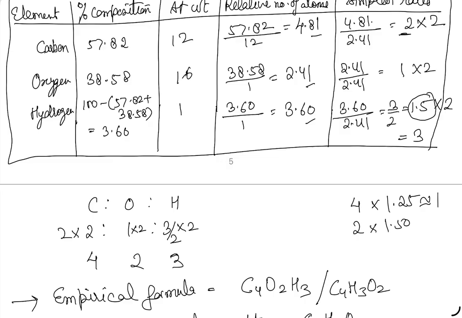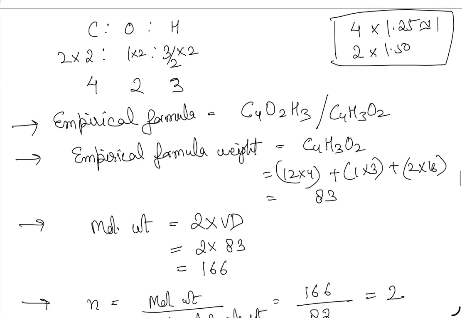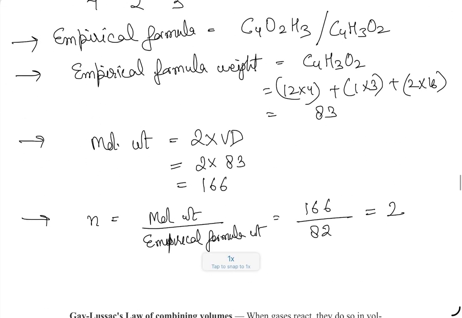1.5 you will multiply by 2. Usually these are the most common values you get in the simplest ratio when you calculate in the tabular column to get the empirical formula. If it is any other value, maybe you get 1.75, that also you can multiply to get the nearest whole number. So here I got this 2.